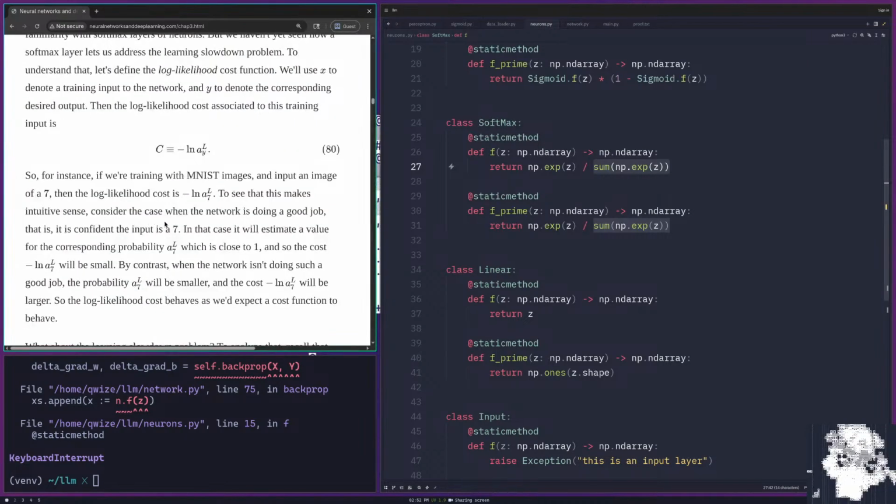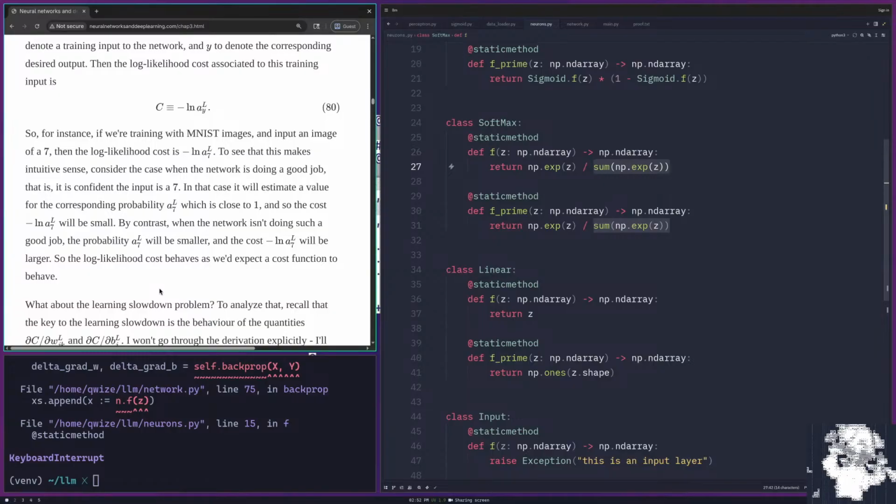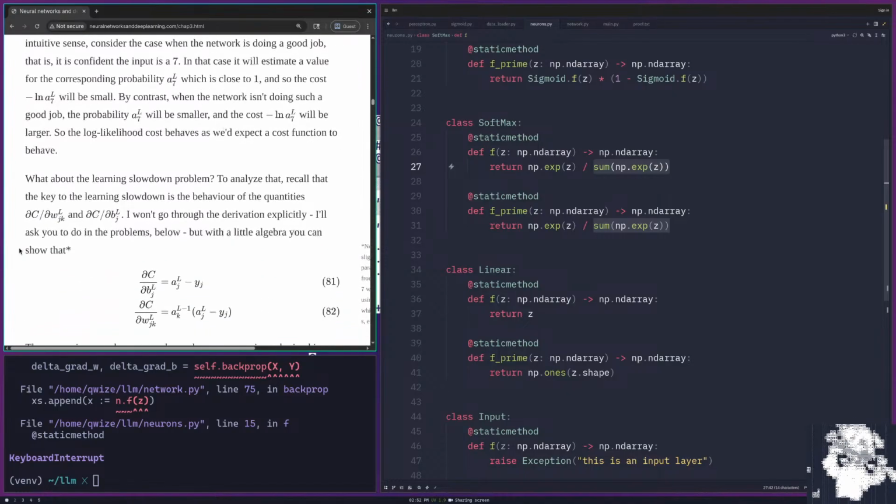So for instance, if we're training with MNIST images and input an image of a 7, then the log likelihood cost is negative ln of a7. To see that this makes intuitive sense, consider the case where the network is doing a good job. That is, it is confident the input is a 7. In that case, it will estimate the value for the corresponding probability a7, which is close to 1, and so the cost negative ln of a7 will be small. By contrast, when the network isn't doing such a good job, the probability a7 will be smaller, and the cost negative ln of a7 will be larger. So the log likelihood cost behaves as we'd expect a cost function to behave.